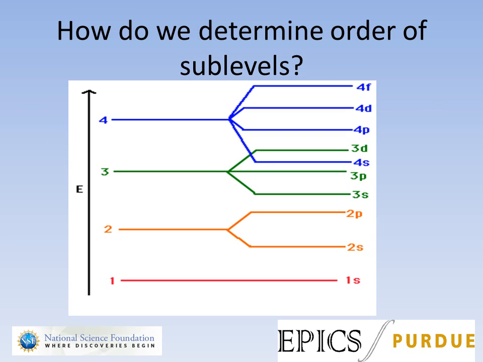Electrons will fill a 1s sublevel first, as it has the least amount of energy associated with it. Then it will fill the 2s and 2p sublevels. Then the 3s and 3p. And then the 4s. But then notice the next highest energy associated sublevel is a 3d sublevel.